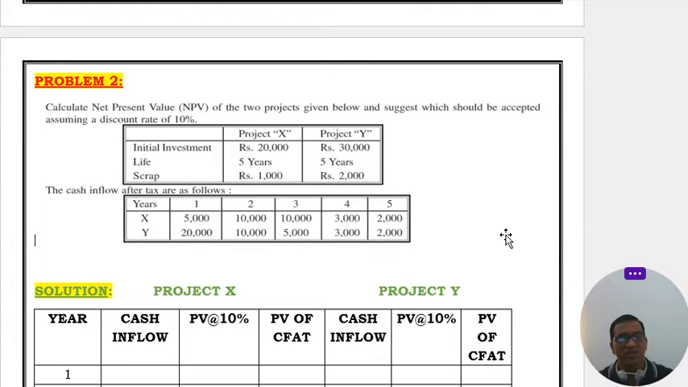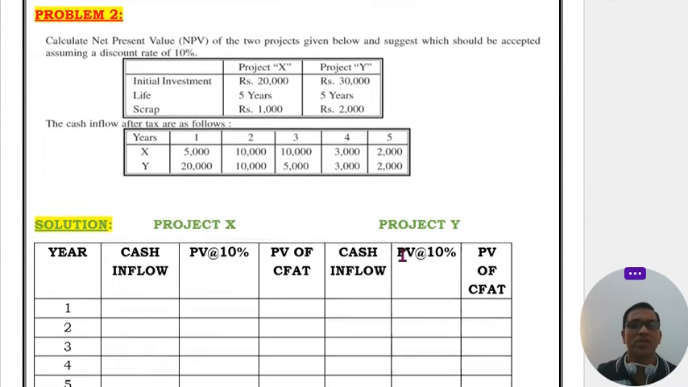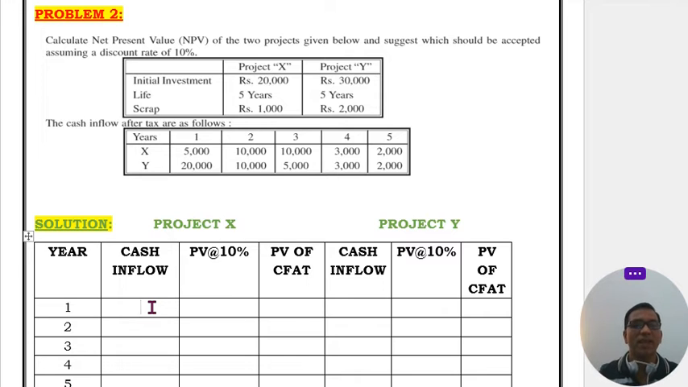So the cost of the project is given, cash flows are given, life of the project is given. You have to calculate NPV at what rate? At a discount rate of 10%. So that is also given, 10% discount rate. Let us solve. But the important thing in this question is that scrap value is also considered as a cash inflow at the end of the life of the project, that is the 5th year. In the 5th year, the scrap value is also considered as a cash inflow. That is the important thing in this problem. So for project X, cash flow, how much?